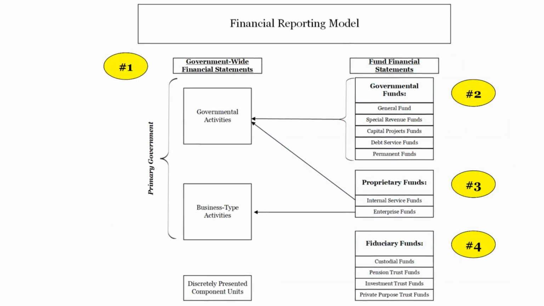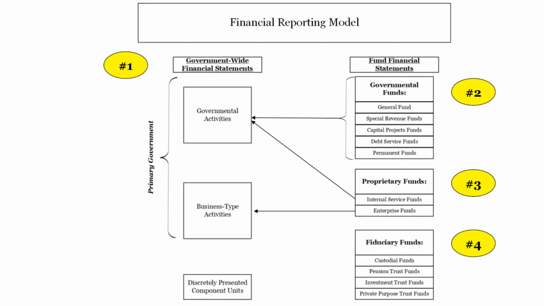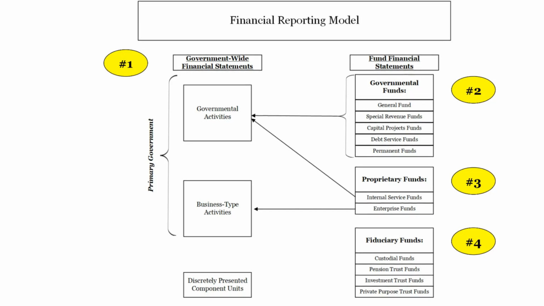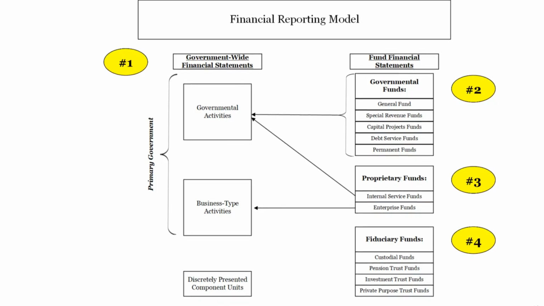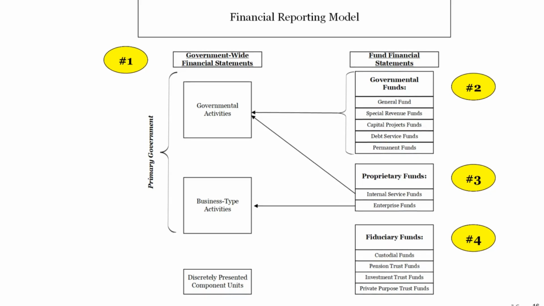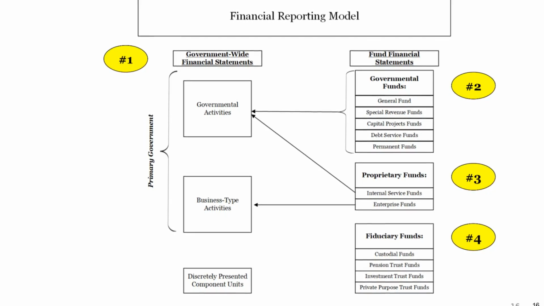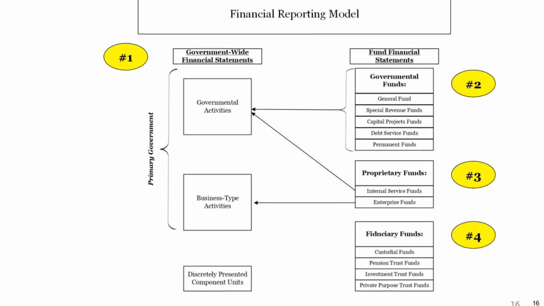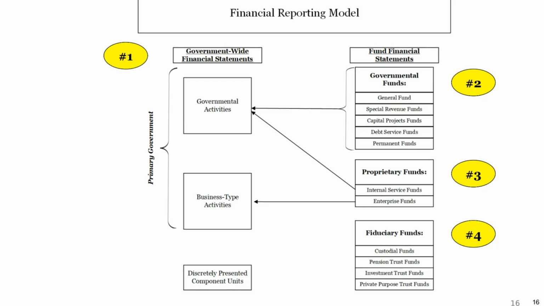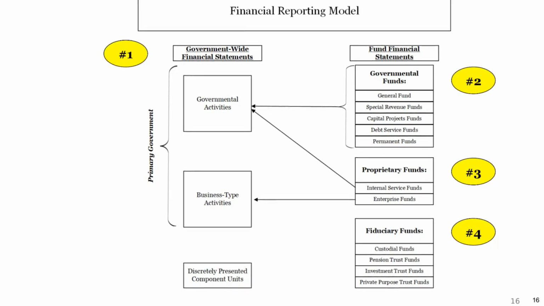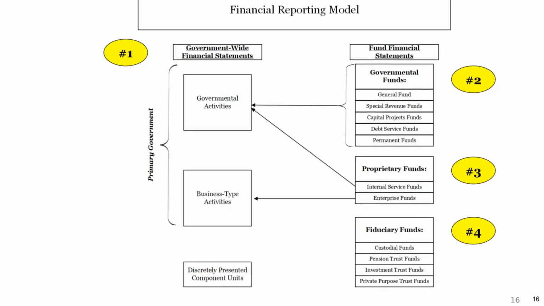This diagram maps out how government financial reports are structured. At the left side are government-wide financial statements, which summarize all governmental and business-type activities for the primary government. The right side are fund financial statements, divided into governmental funds, proprietary funds, and fiduciary funds, each serving different purposes, like tracking general operations, business-like services, or managing resources held in trust.